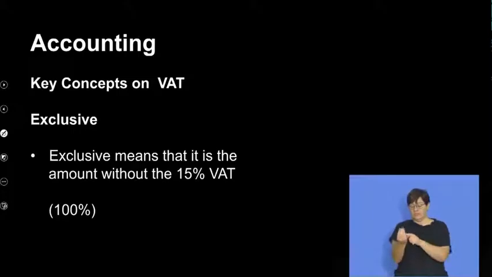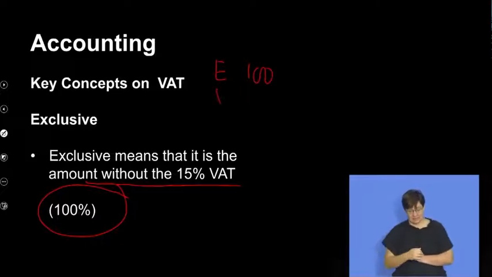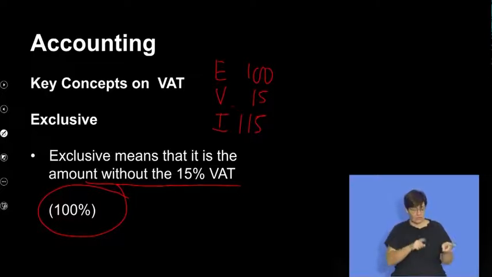Exclusive means that the amount is without the VAT at 15%. In other words, it's the 100%. So remember, exclusive is the 100, the VAT is at 15, and inclusive would be 115, where it's 100 plus the 15. So that will give you a clear indication of how to go about doing your calculations.